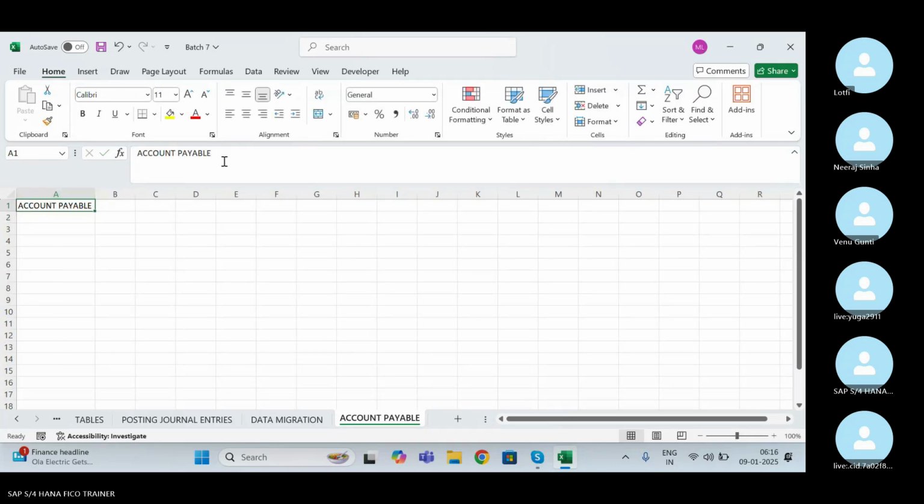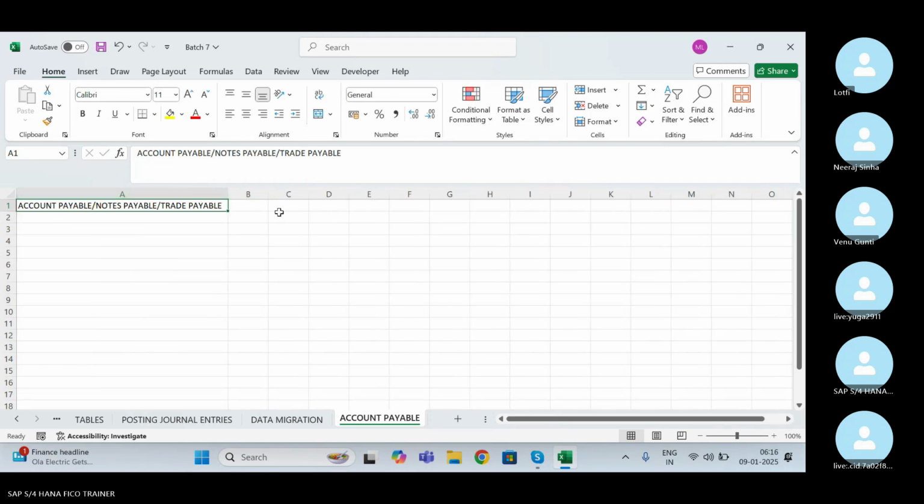Okay, so today we are going to start account payable. Account payable, maybe you can say notes payable, maybe you can say trade payable. Anything you purchase from the vendor on credit is known as an account payable.